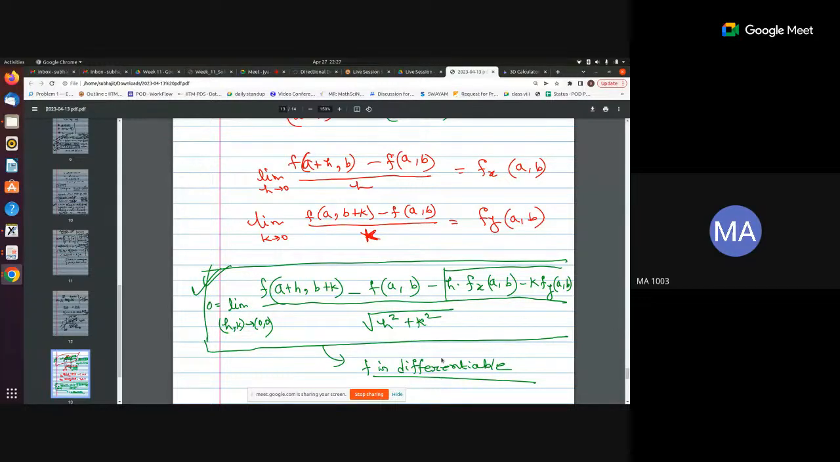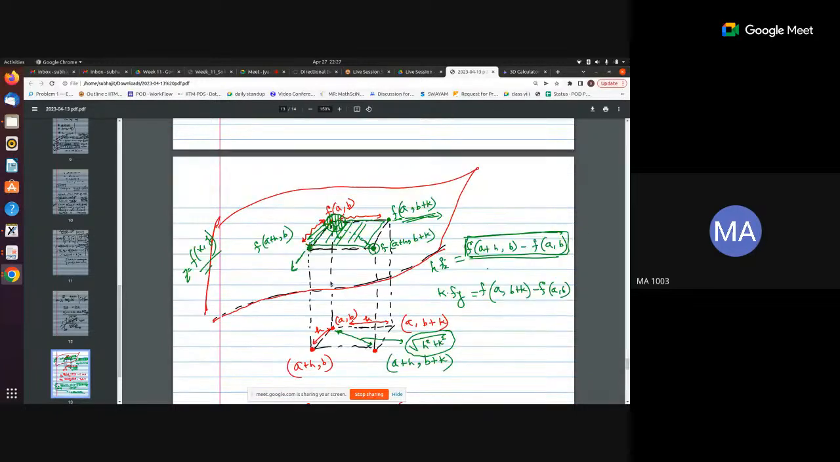Is it clear how this formula has come? This is the formula of differentiation. This is the formula you use to check whether the function is differentiable. So now you know from which picture it is coming.